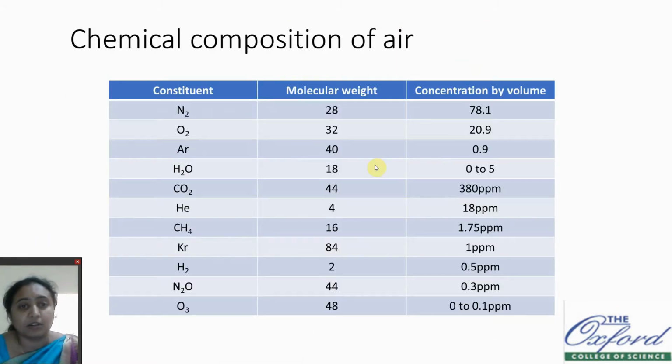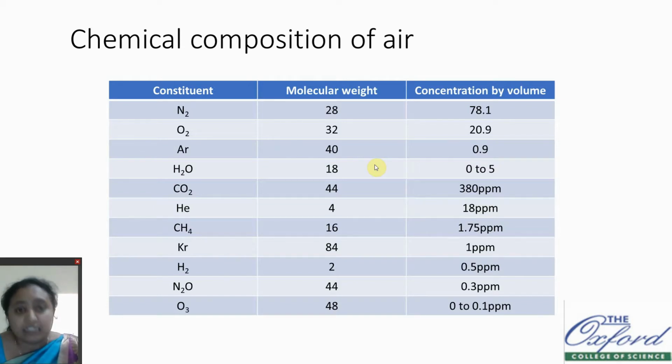The troposphere is the important region of the atmosphere which contains all the vital gases. So let us go briefly into the chemical composition of air. As we all know, we think oxygen will be the major percentage. No, oxygen is just 21% of the atmosphere. The highest is nitrogen.